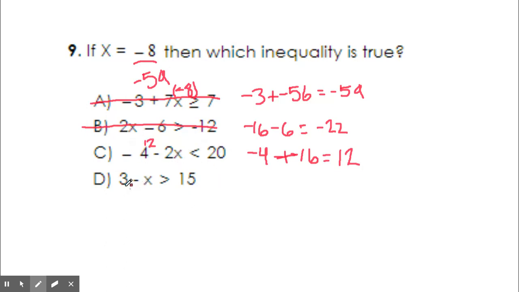We got to try one more though. 3 minus x. So 3 minus a -8. 3 minus a negative 8. There we go, another double negative, which then will make it a plus. So 3 plus 8 is 11. 11 is not bigger than 15. This is not a true statement. So that means that C is our best answer choice.